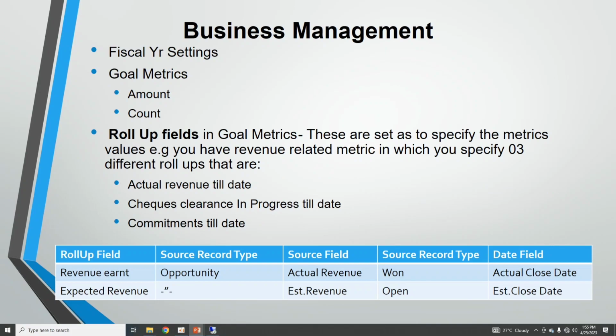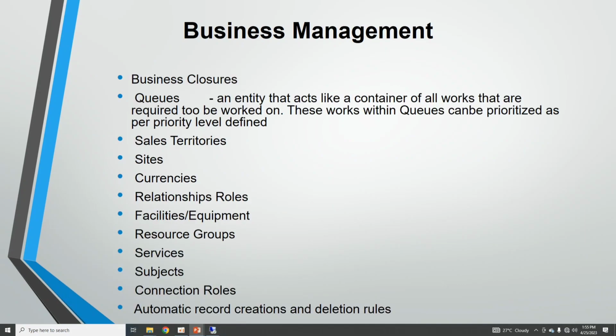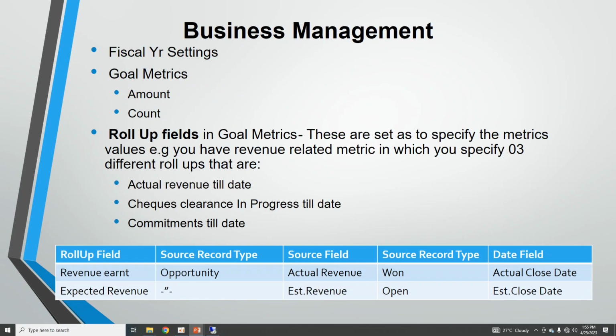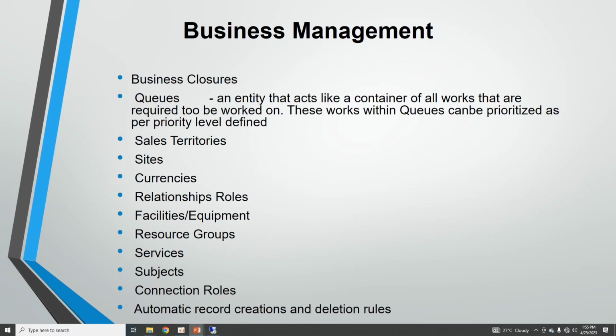Now the next one is roll up field. When I was giving my first interview about 7 years ago, I was asked a question about roll up fields. I still remember that. Roll up fields in goal matrix are the fields that roll up the previous values to show you a final value. Okay, I'm going to compile a separate video on roll up field very soon. It's in my agenda for next week.